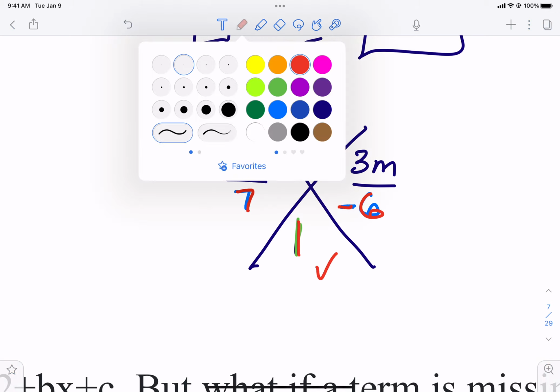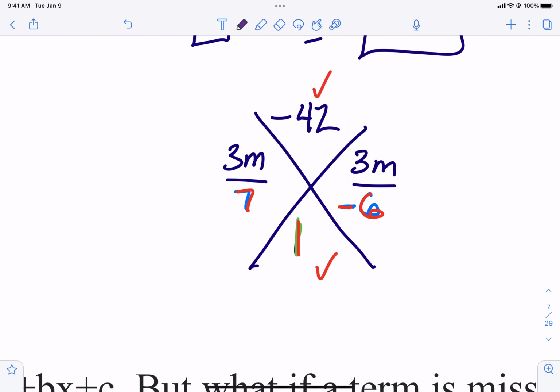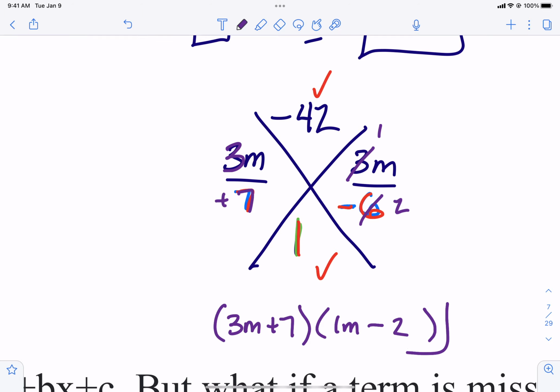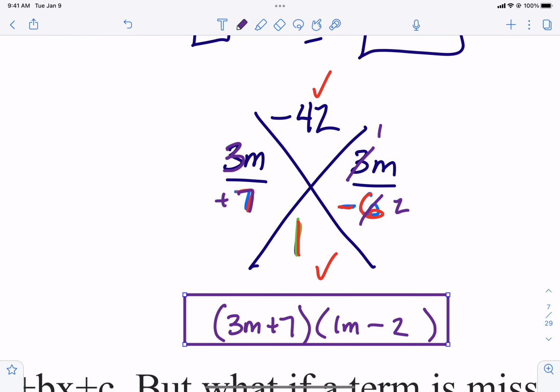Now, before we write down our factors, we got to be sure that we go through and we simplify or reduce the fractions. This fraction, 3 and 7, cannot be reduced, but over on the other side, we know 3 goes into 3 once and 3 goes into 6 twice, so I can reduce that fraction, making my final answer 3m, and since that's a positive 7, we're going to say 3m plus 7. And on the other side, we're going to have 1m minus 2. And this would be our final answer.